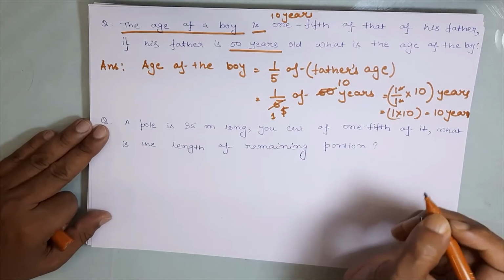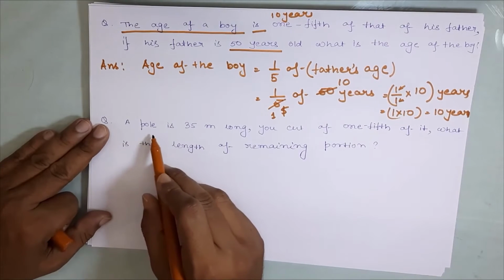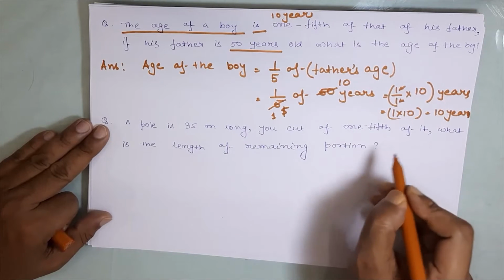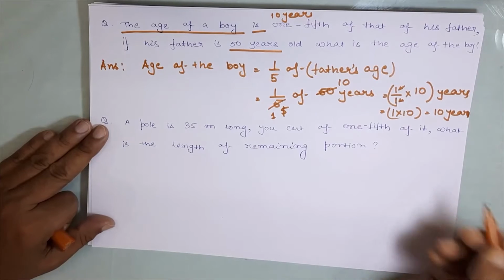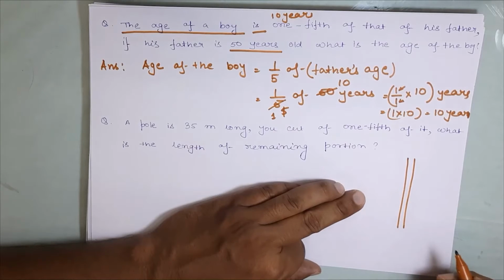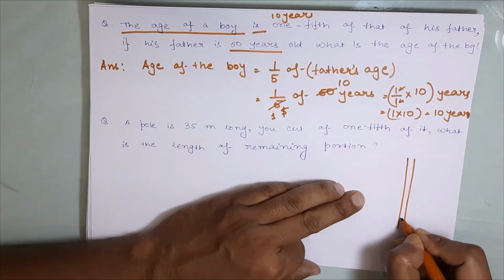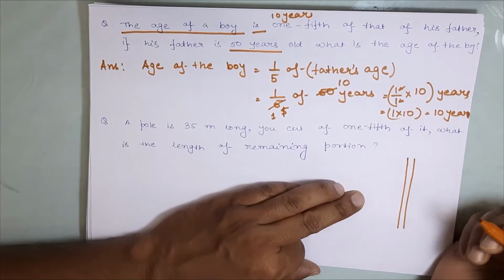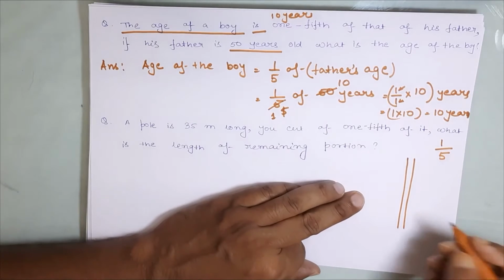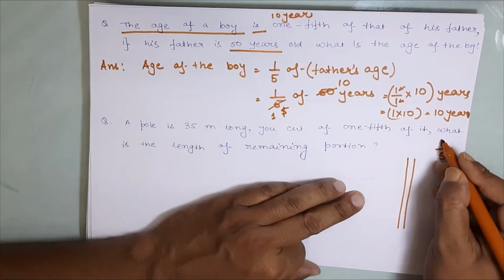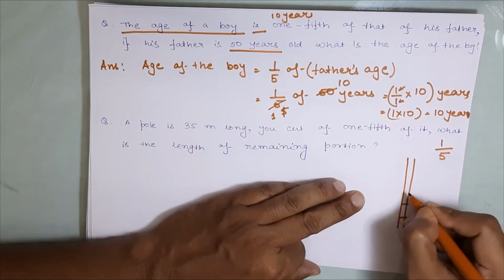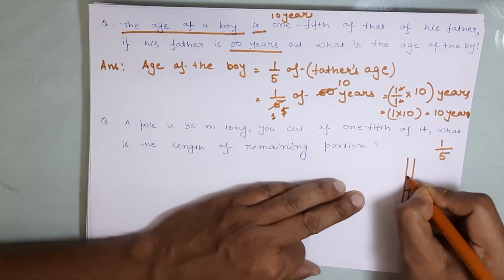Okay, very interesting problem. Now what is mentioned: a pole is 35 meters long. You cut 1/5 of it. What is the length of the remaining portion? So here there is a pole. We have to cut 1/5 of it. So let us divide it into 5 equal parts. Fifth is your denominator. So 1 portion out of 5 equal portions. Let us divide the pole into 5 equal portions.